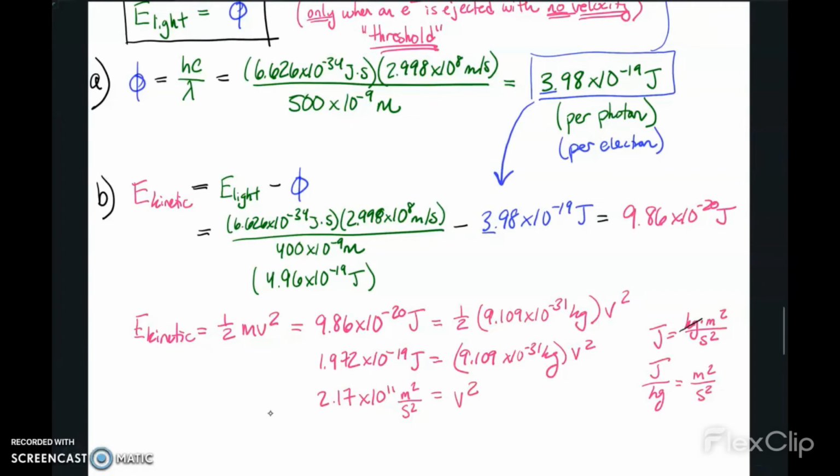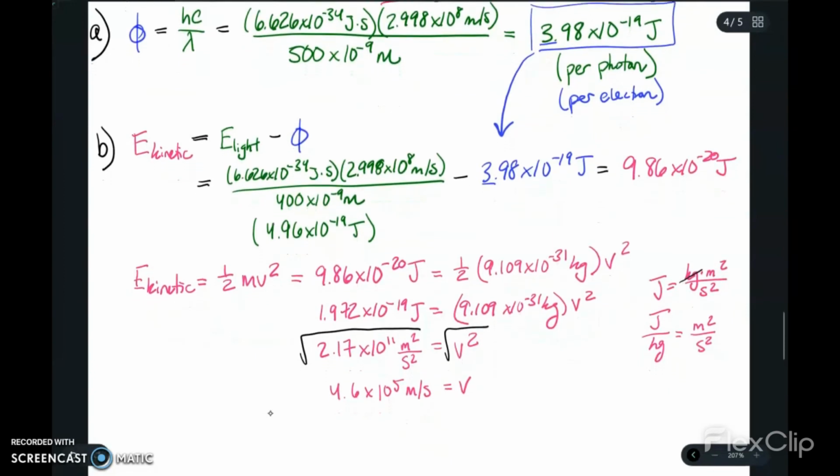And so we're going to get rid of all these squares, right? If you're keeping track of units, you can't make this mistake, is really what it comes down to. If you keep track of all those squares, you're going to note that to get just the velocity, we need to square root both sides. So if I square root that 2.17 value, I'm going to get about 4.6 times 10 to the 5th meters per second for the velocity.